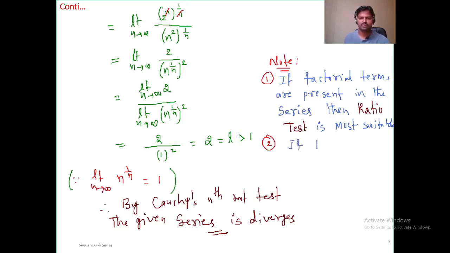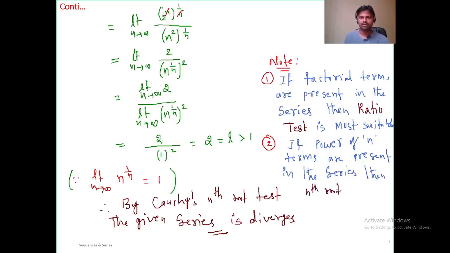And the second one: if power n terms are present in the series, then the nth root test is most suitable. Okay, so these are some tricks for these two tests. So make a note of this.